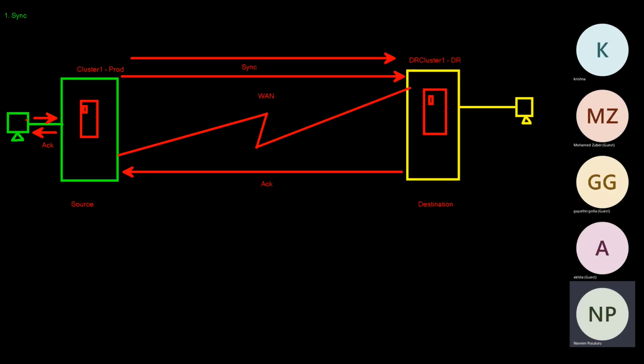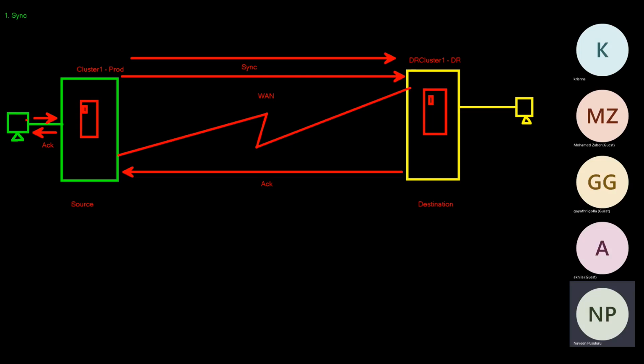After the destination receives the data, the destination will send an acknowledgement to the source storage, and the source storage will send an acknowledgement to the end server or the end user. Only then will the next data be processed. This is how synchronous replication works.